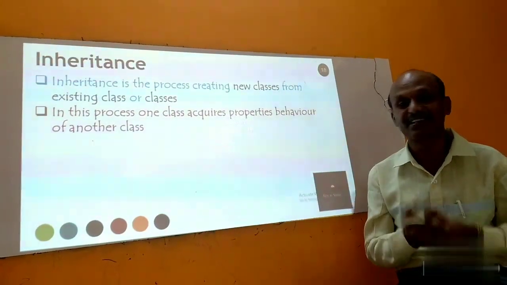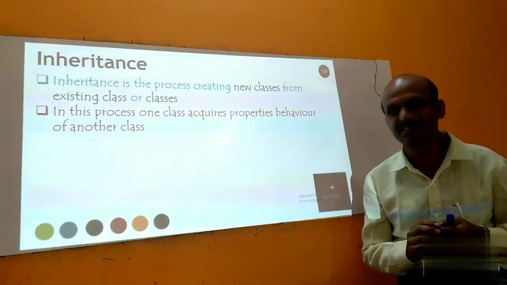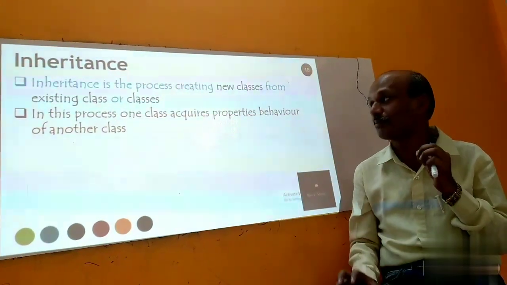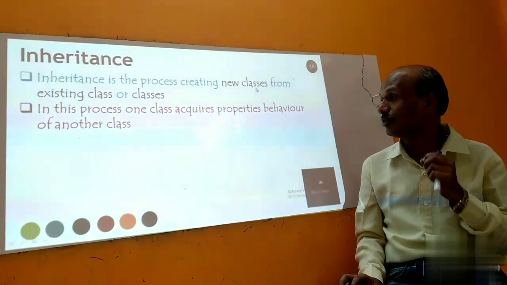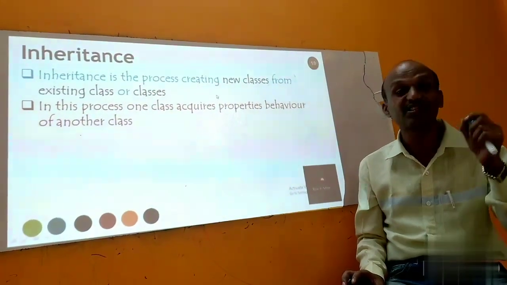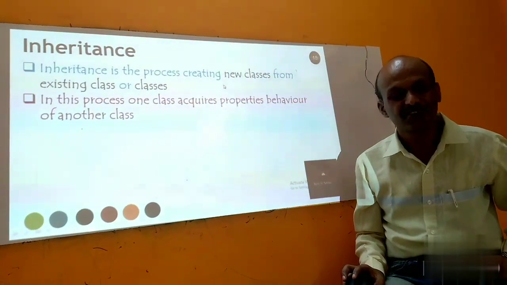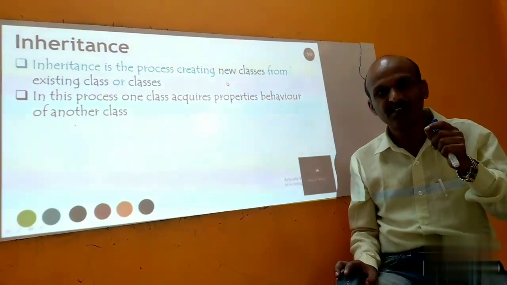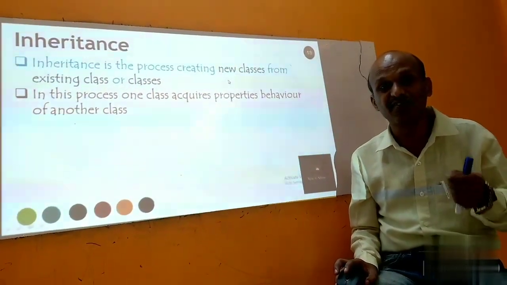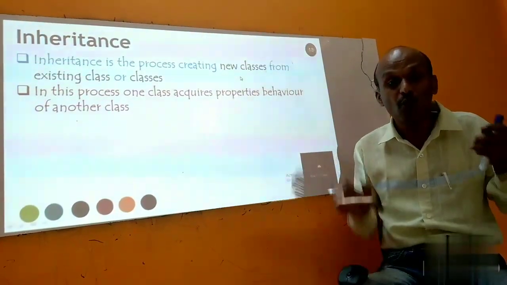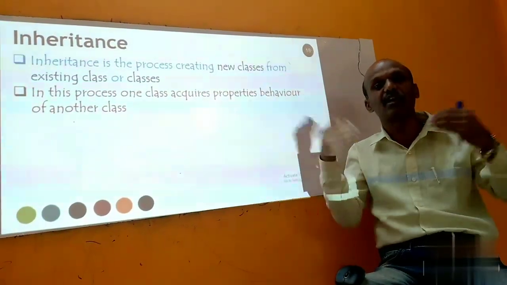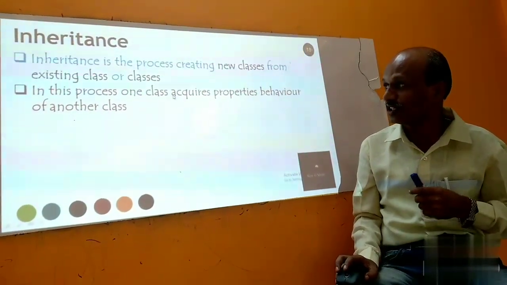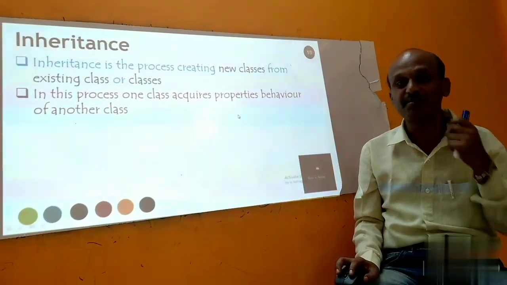Next is inheritance. So what do you mean by inheritance? Which is again a very important concept. Inheritance is a special type of process of creating new classes from an already existing class or classes. So this is a very important concept in object oriented programming. Whenever you want to define a new thing, there is no need to define it from scratch or from zero. Whatever classes you already have, using those classes you can create new classes. So in this process, one class acquires the property or behavior of another class.